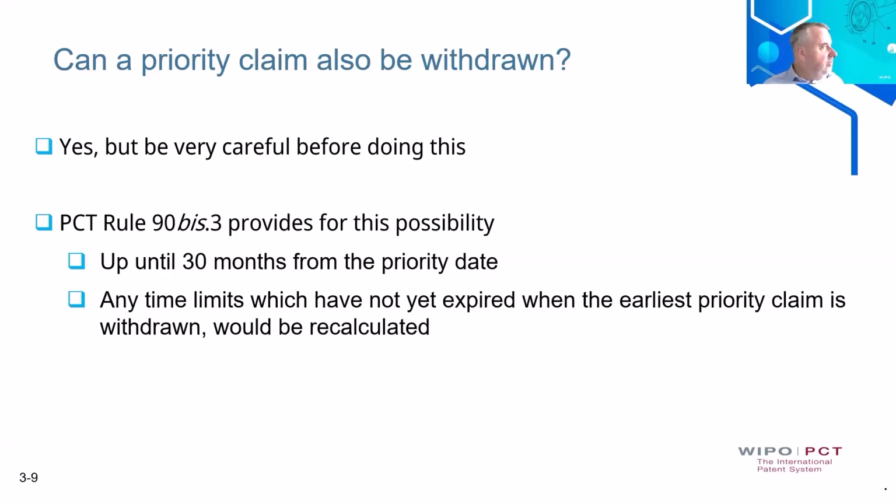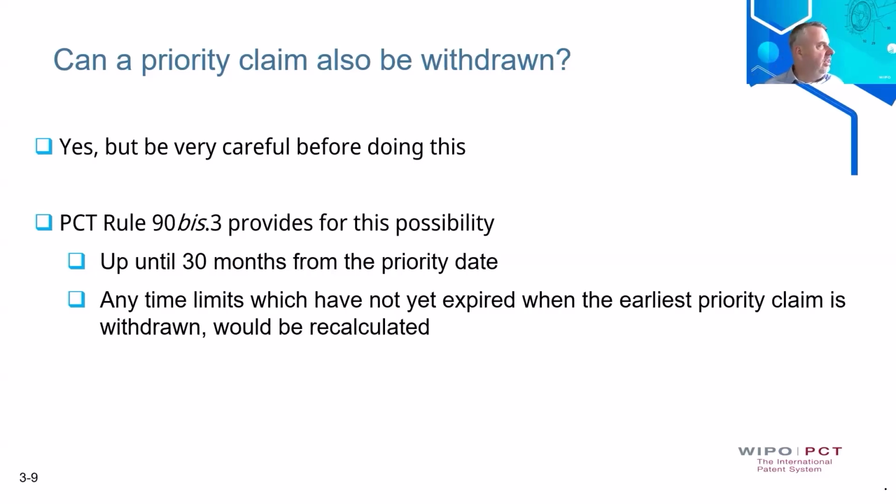There are, however, sometimes applicants who come to us close to 30 months from the priority date and say, well, we really need a little more time to enter national phase. And they ask us, can't I withdraw the priority claim to gain additional time? And yes, this is possible.